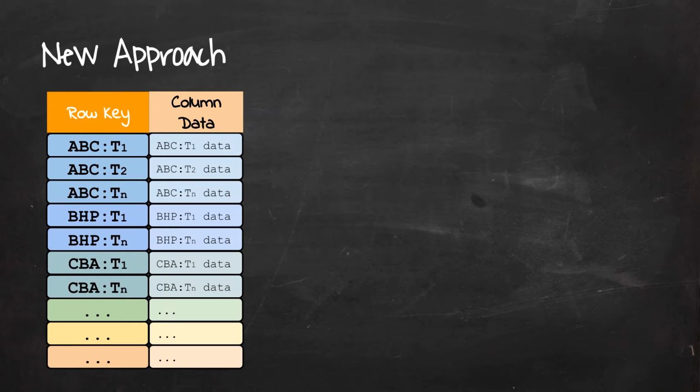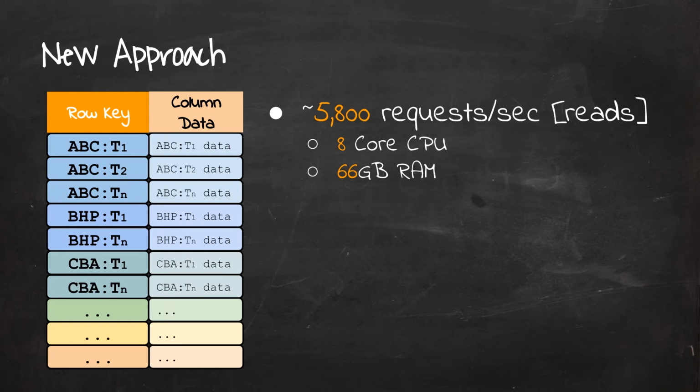So our new approach essentially looked like this. It was an instrument code with a unit of time, and the column data was just that bit of data for the instrument for that period of time. So we ran some new stats and we got close to double what we were originally after, which was a really good result. And these were on machines that were 8 cores running around 66 gig of RAM.